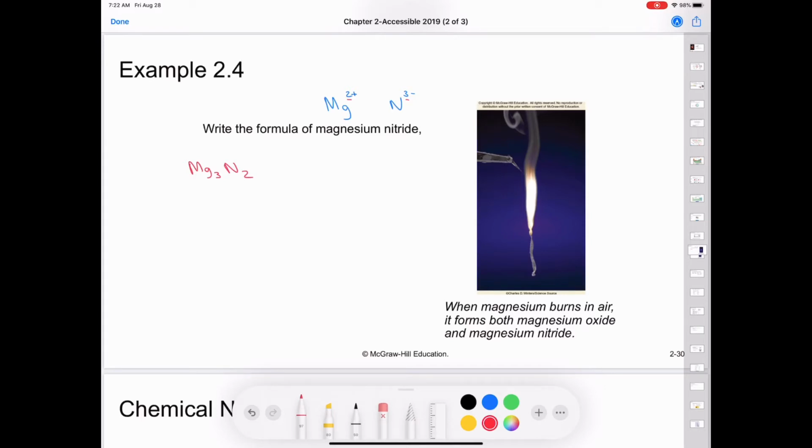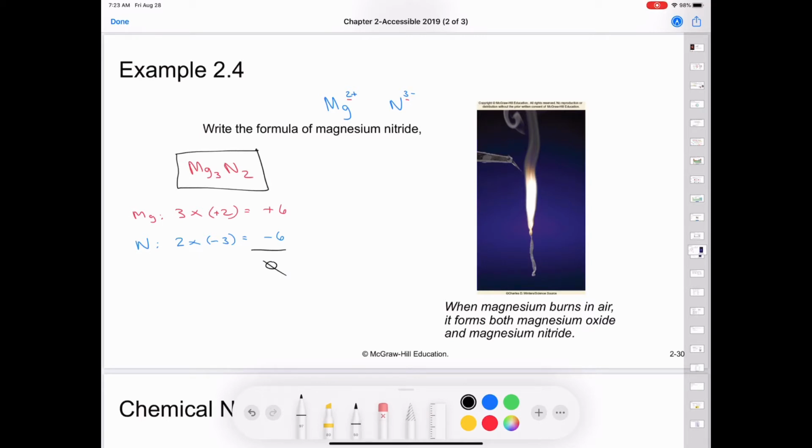Now, you might be wondering, again, why is that the correct answer? Well, let's think about it. We have 3 magnesiums. So for our magnesium, we have 3 times positive 2, which gives me positive 6. And for our nitride, we have a charge of -3, but we only have 2 of those. So 2 times -3 gives you -6. What happens when you add up positive 6 and -6? You get 0. And so that is the correct formula for magnesium nitride.